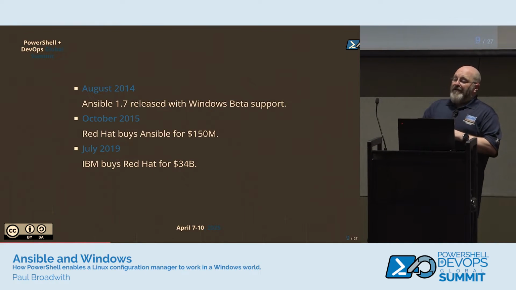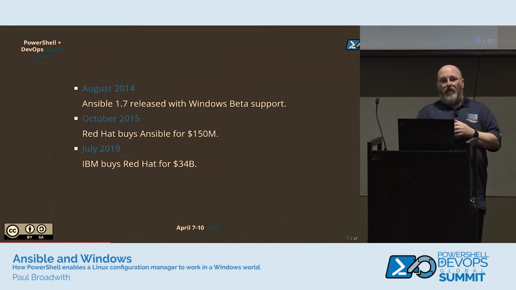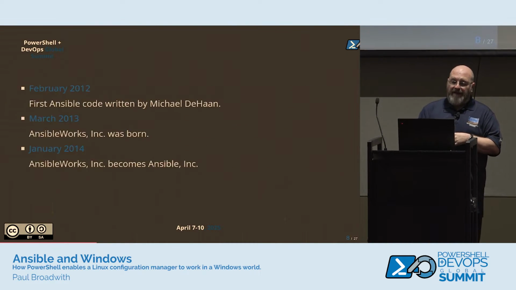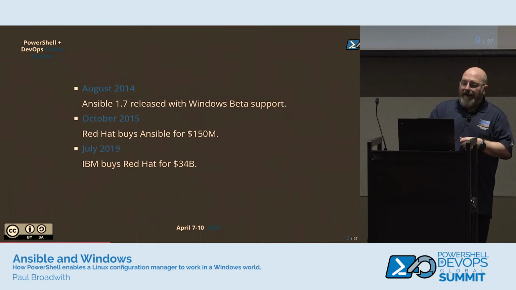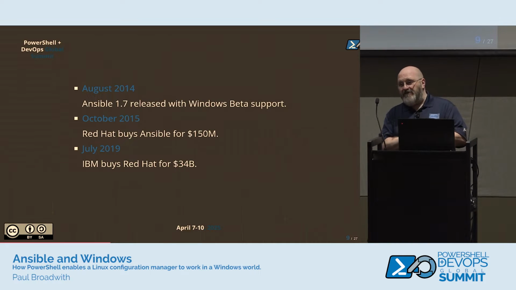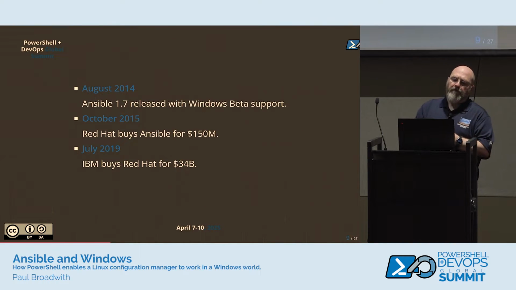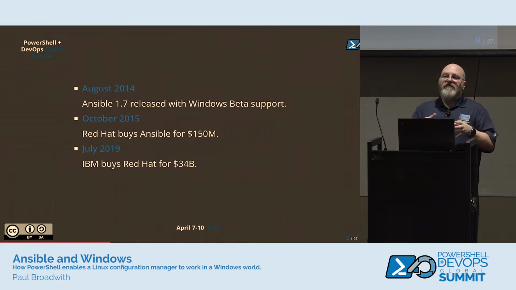Then in August 2014, for Windows users, Ansible 1.7 was released with Windows beta support. If we jump back to the previous slide, February 2012 was when the first code was written. 2.5 years later, we have Windows support being added in. That was just under 11 years ago. So it's clear that Windows is important to Ansible. Even though it's a Linux configuration manager, Windows is important, so we wrote it all that time ago and added it in.